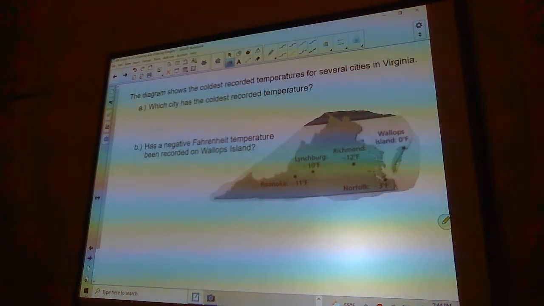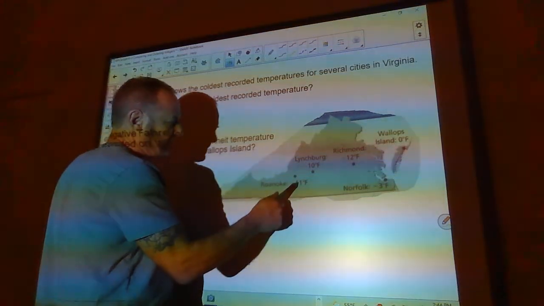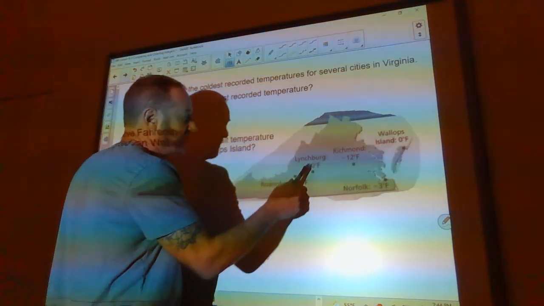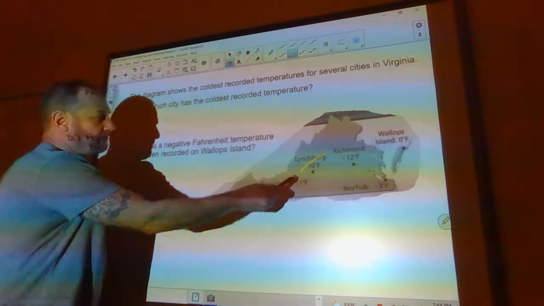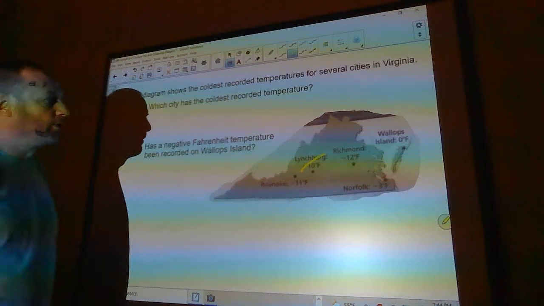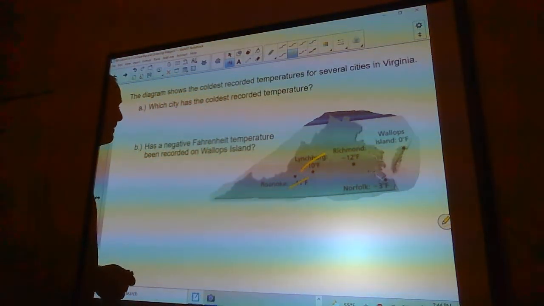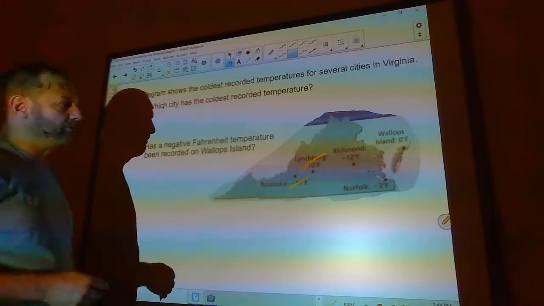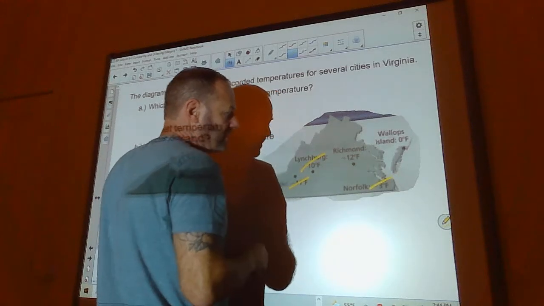Got a nice little map of Virginia right here. The diagram shows the coldest recorded temperatures for several cities in Virginia. Which city had the coldest recorded temperature? So look here, Roanoke's at -11, Lynchburg's at -10, so that can't be it. So we can go ahead and cross that one off the list because Roanoke's colder. Richmond's -12, that's colder than Roanoke, so we can cross Roanoke off the list. Norfolk is -3. That's not as cold as Richmond, so we can cross it off the list.